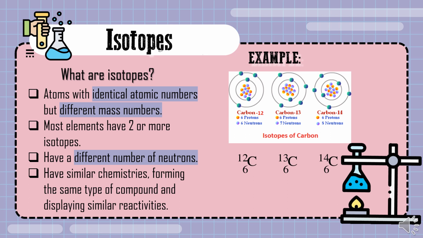Here is an example of isotopes of carbon. Here we have carbon 12, carbon 13 and carbon 14. Carbon 12 has 6 neutrons, carbon 13 has 7 neutrons and carbon 14 has 8 neutrons. But every carbon has the same number of protons, which is 6.